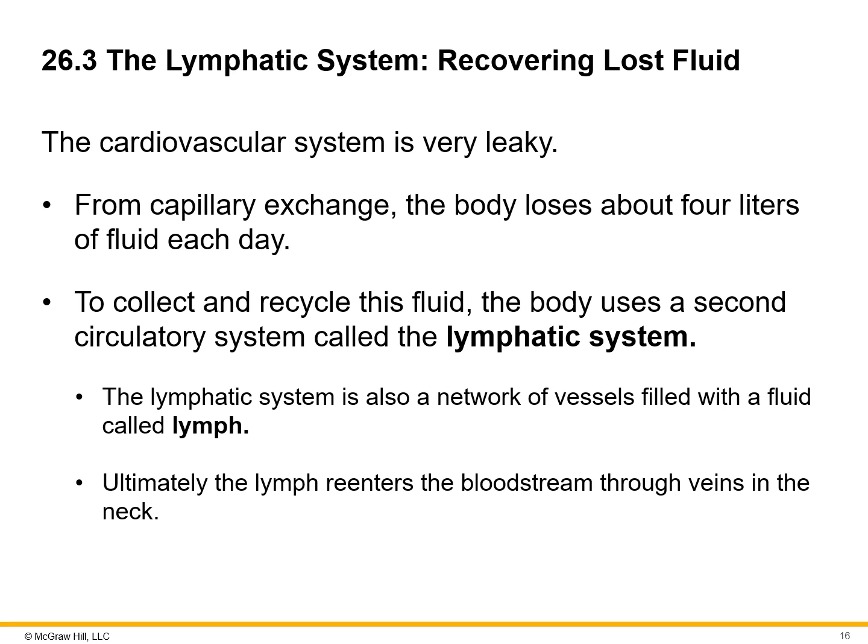Right, now another part of the circulatory system besides the blood is the lymphatic system. This is going to be recovering some lost fluid. It's also involved in our immune system. The vascular tissue is actually pretty leaky. So from that capillary exchange, not only are gases and nutrients moving, but also water is moving through there. We lose about 4 liters of fluid every day. So in order to collect and recycle that fluid, the second kind of circulatory system is the lymphatic system, and it's going to help recycle some of those fluids.